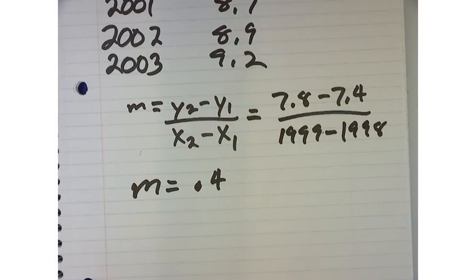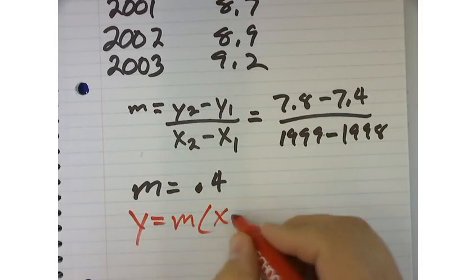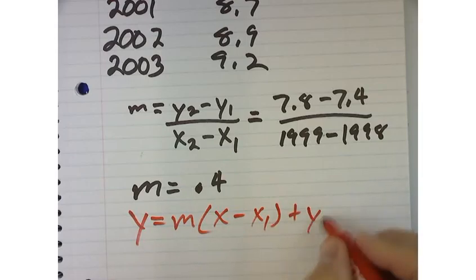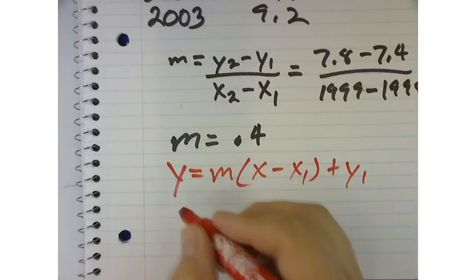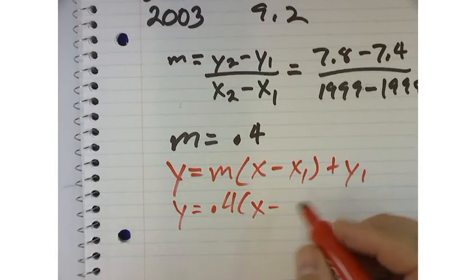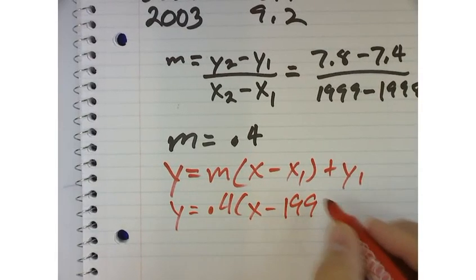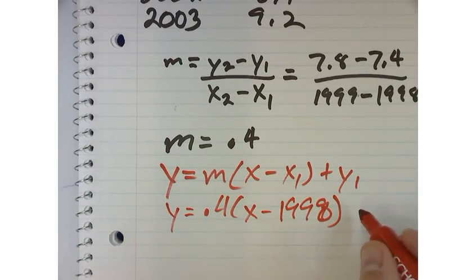Yeah? So now I got to find the y-intercept. So this is a little trickier. We need to do the point-slope form. So I'm going to say y equals m times the quantity x minus x sub 1, plus y sub 1. And then we'll solve and make it look like y equals mx plus b. So what we do then is we're going to say y is equal to 0.4 times x minus x sub 1. What was x sub 1? 1998, right? And then y sub 1 was 7.4.